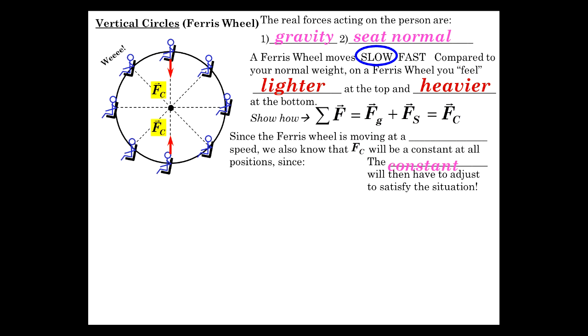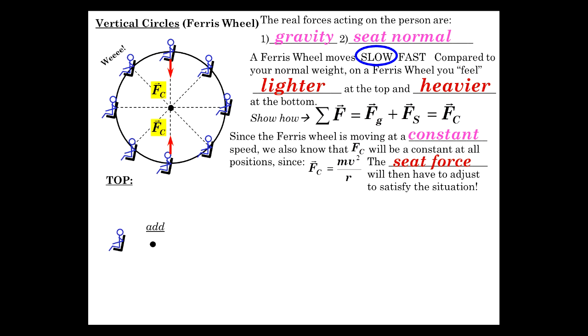So the Ferris wheel is moving at a constant speed. So Fc is a constant because what is Fc? mv squared over r. And since v is constant, Fc is constant. So that's something to keep in mind over this entire path, any place you are on the Ferris wheel. The seat force basically just has to adjust itself to make it all work out correctly so that when you add it to gravity, you get the centripetal force.